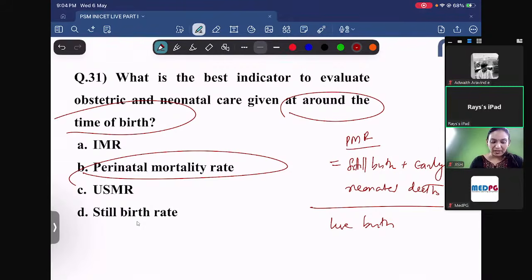mortality rate. And it is a very sensitive indicator of maternal and newborn health services, both combined together, because it gives you the health outcome of the mother as well as the child. Only if the perinatal period is safe, you have a lesser mortality in this perinatal period.